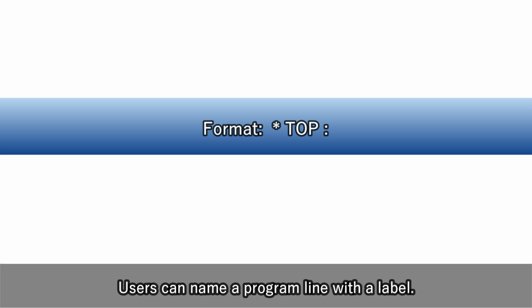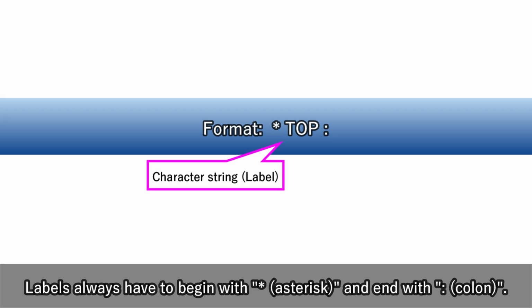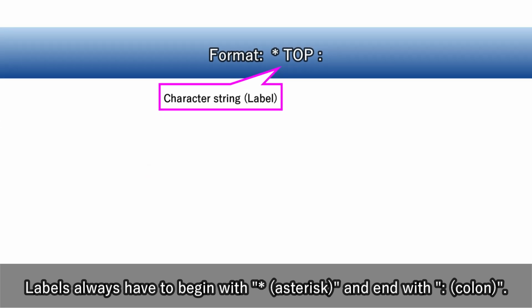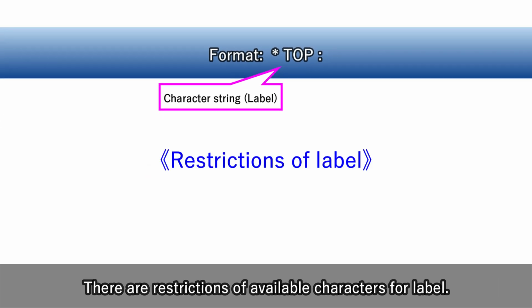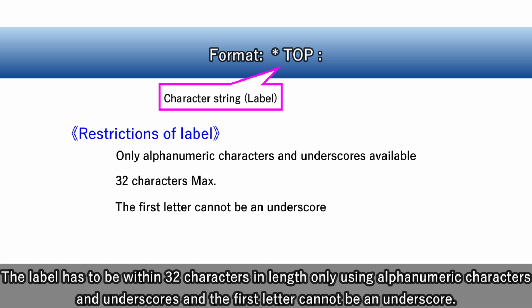Users can name a program line with a label. Labels always have to begin with asterisk and end with colon. There are restrictions of available characters for label. The label has to be within 32 characters in length, only using alphanumeric characters and underscores, and the first letter cannot be an underscore.